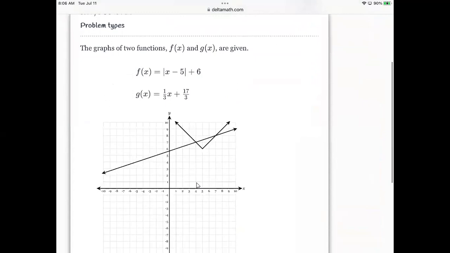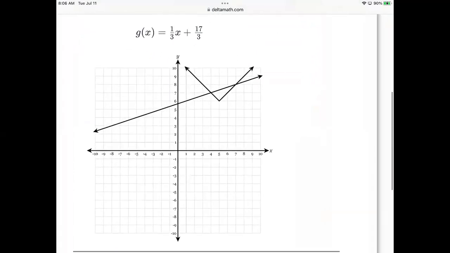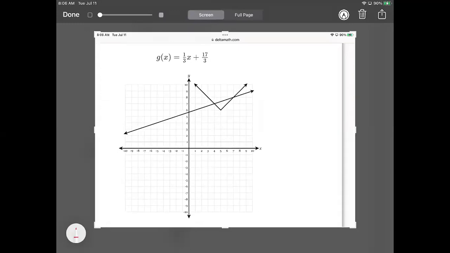So let's look at this one. I'm actually going to take a picture. All right, so the intersection is right here and the intersection is right here. So the x coordinate is 4 and the y coordinate is 7, but we're only concerned with the x coordinate. So x equals 4 is one of our solutions, and this one right here is x equals 7. So that's what we're going to enter for these.